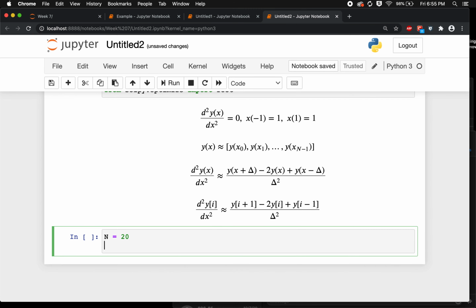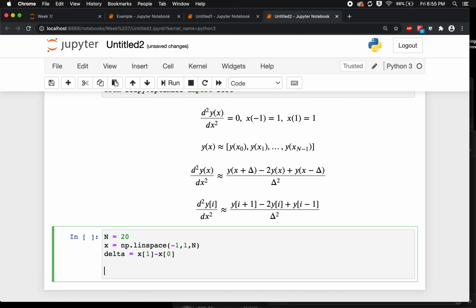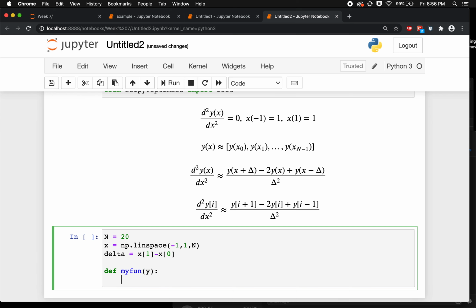To illustrate this, let's start out with 20 points. We're going to define our linspace, so x is linspace of minus 1 to 1 and then n. And then delta is just going to be x of 1 minus x of 0. We could actually take any two adjacent points. Now we're going to define a function, let's call it my fun, and what we're going to take in is the values y. That's basically what we're solving for, these unknown values of y that will satisfy this equation.